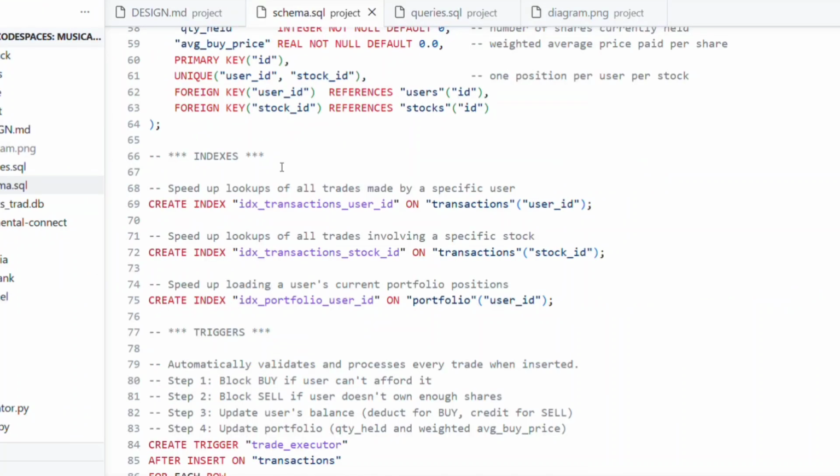There are also three indexes: on user ID and stock ID on the transaction table, and the user ID on the portfolio table, covering the most common lookups so the queries stay fast as the data grows.